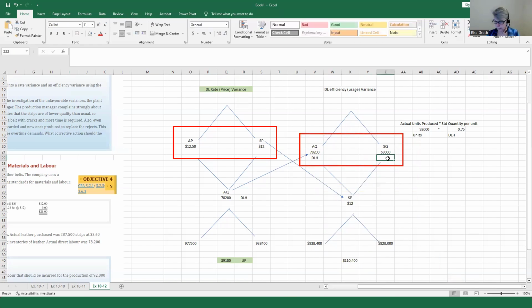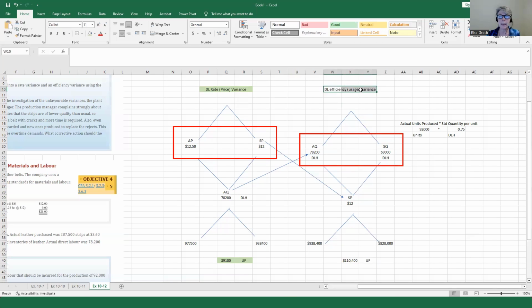And remember, this is direct labor hours. This is what I used in direct labor hours. This is what I should have used. So is this good for the company or bad for the company? This is bad for the company. This is unfavorable because I don't want to use more hours. More hours cost me more money. So this is unfavorable. Absolutely.